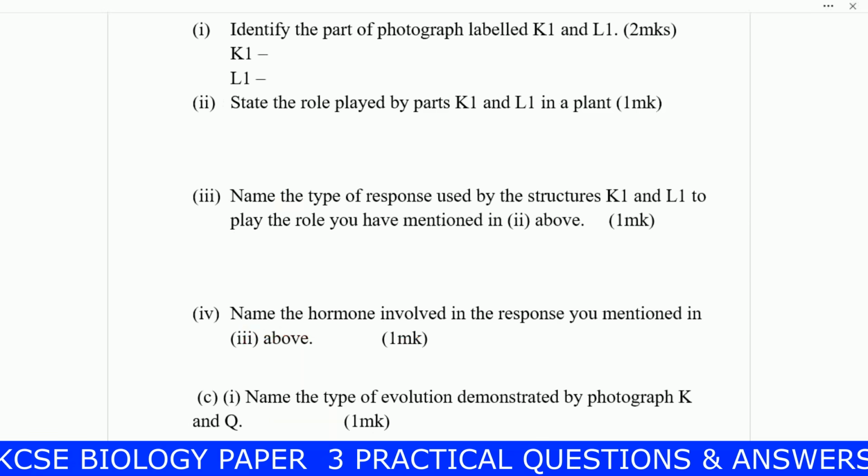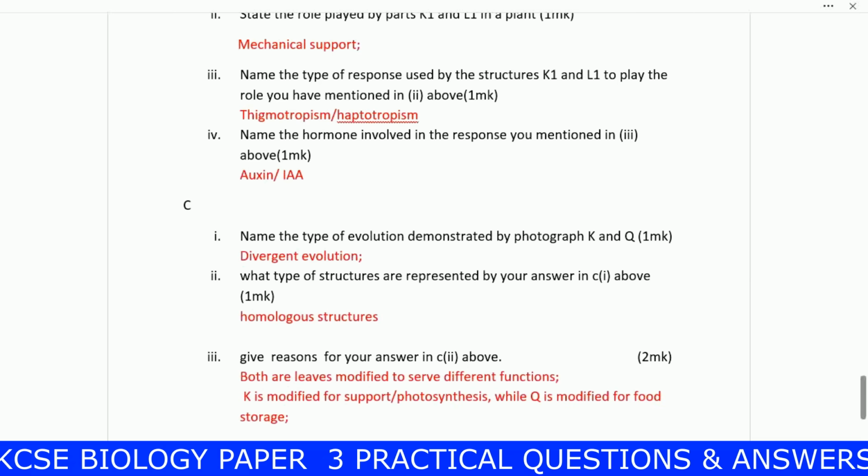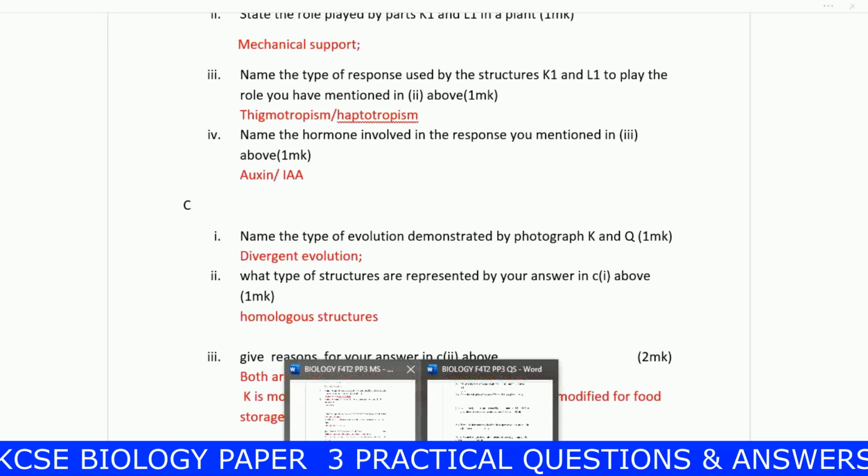Number 4. We have answered the question on the type of response. Name the hormone involved in the response you have mentioned. Which hormone is involved in that? That one is auxin, a plant hormone.